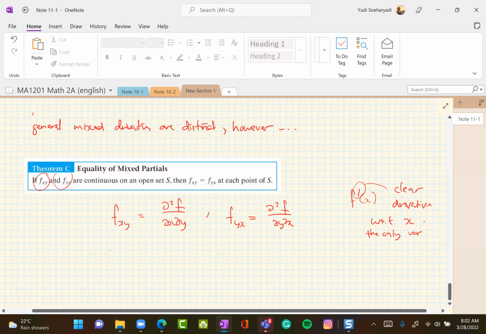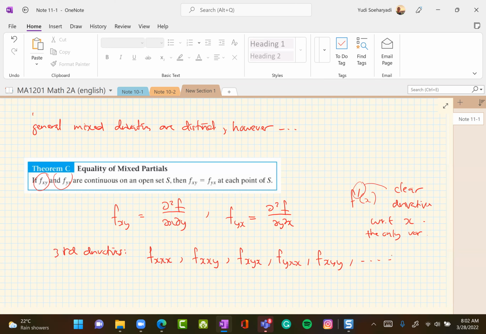So if you take the third derivative, you have f x x x, right? And you have x x y. You have x y x. You have y x x. You have x y y and etc.